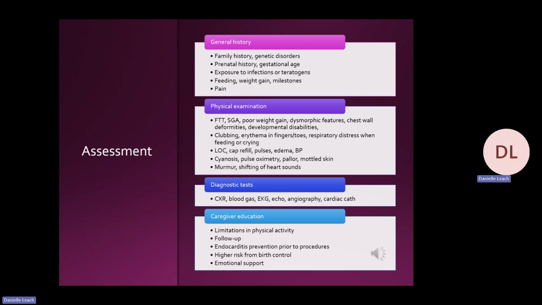Common for some of the disorders we're going to talk about is endocarditis prevention prior to procedures. So this is basically antibiotic prophylaxis, so we can prevent any sort of bacteria from getting to the heart. Children can be more susceptible to it if they have certain cardiac disorders. So say if a child is going for any sort of procedure, even something as simple as going to the dentist, they may need to take an antibiotic before that. They may be at higher risk if they are taking birth control as an adolescent, and we may need to provide emotional support to the child and family.